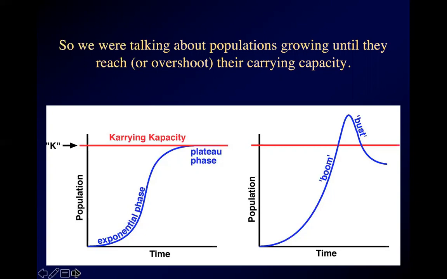Populations can overshoot and then bust, come back down. Sometimes they can cycle around the carrying capacity. Lots of things can happen.